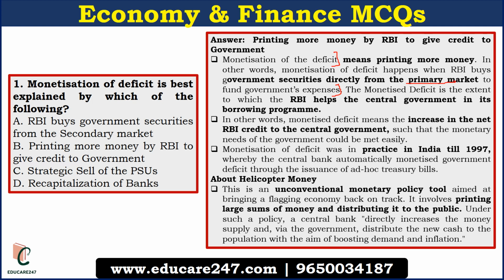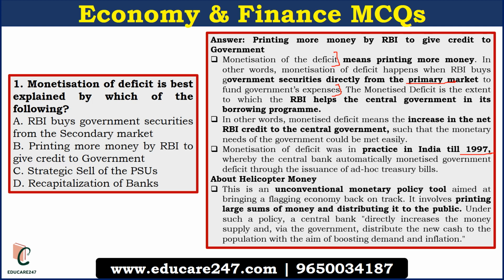Basically, RBI helps the central government in its borrowing program with the help of this tool. That is the overall objective of this tool. It increases overall RBI net credit to the central government. This tool was practiced till 1997, but at the time of COVID, RBI is still thinking, can we use this tool to help the government?